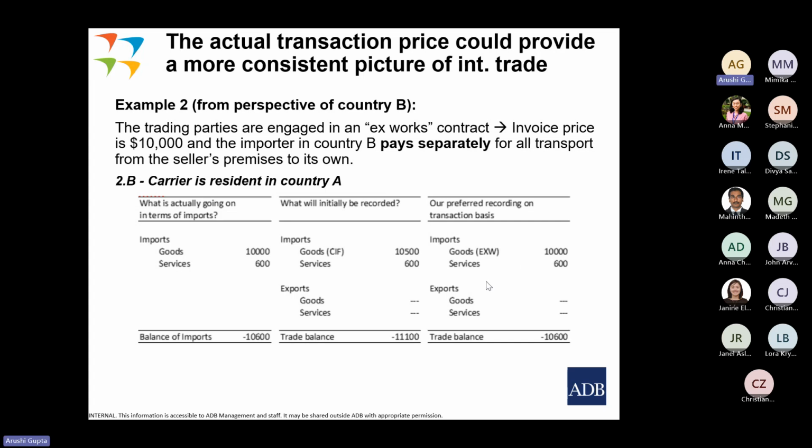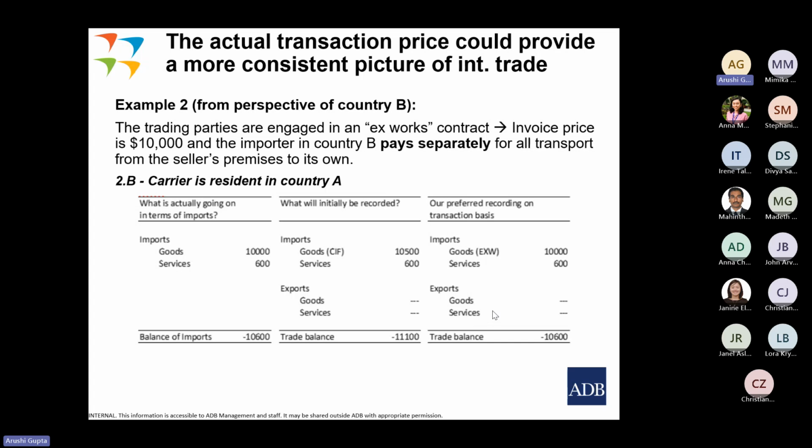So this implies that B is not only importing goods worth 10,000, but it's also importing services from A's carrier worth 600, which includes the cost of transport from seller to the border of the seller country, that is border of A, the shipment from A to B, and the transport in B, that is transport from border of country B to the actual buyer. The ex works contract leads to a separate recording of all transport services of 600.